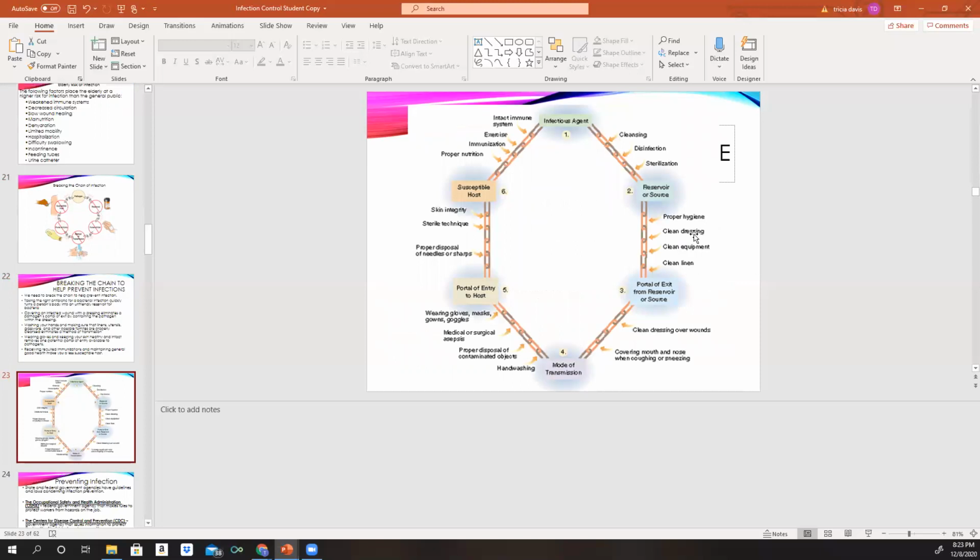Again, here, it's just another good slide for you guys to look at. It just talks about the infectious agent, the host, and different ways that you can break that chain of infection again. You guys should review that on your own.